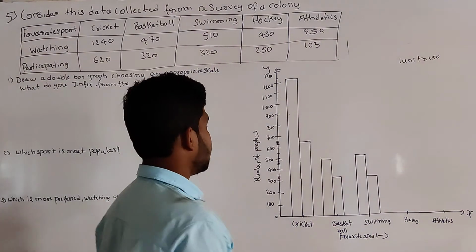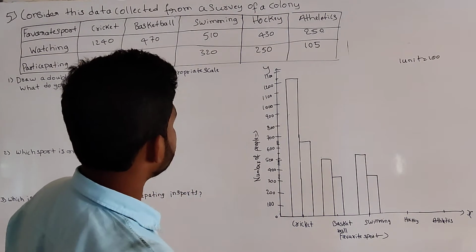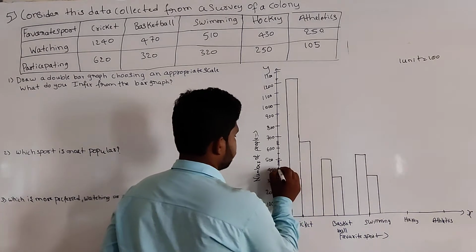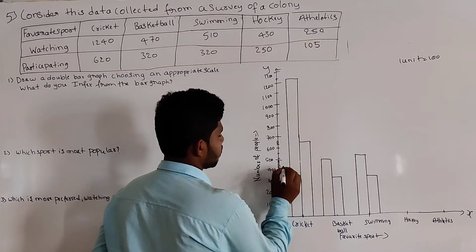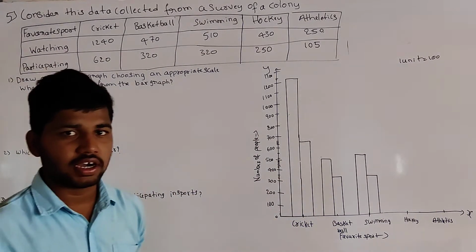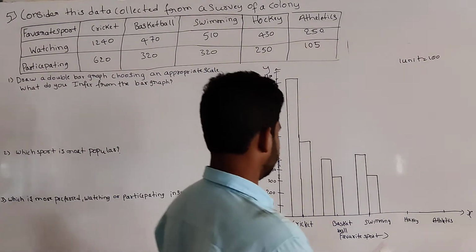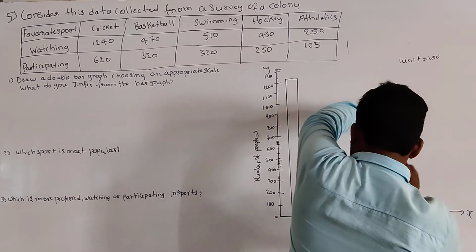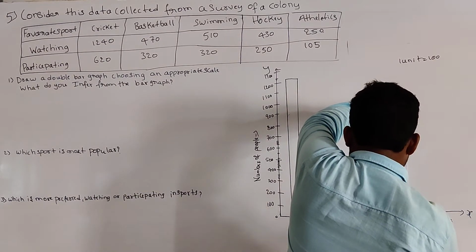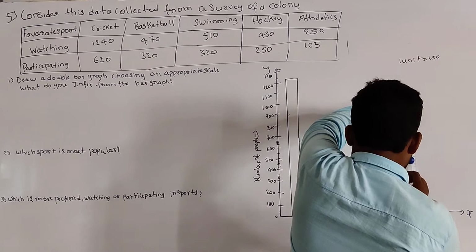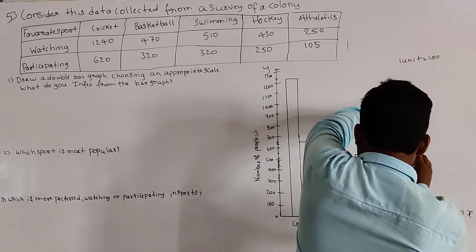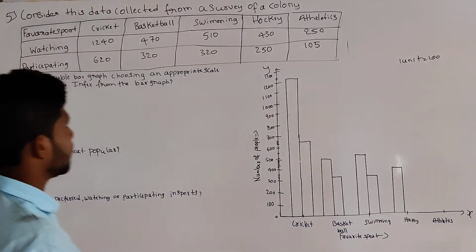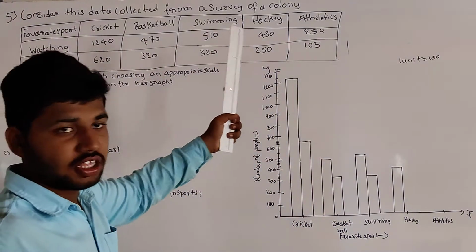Coming to hockey, the number of people watching hockey is 430. You will get 430, between 400 and 500. The number of people watching the hockey is 430.